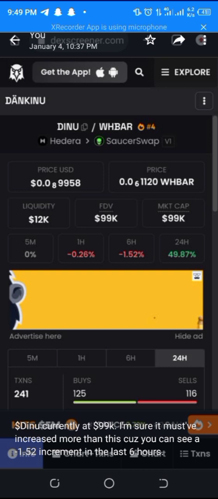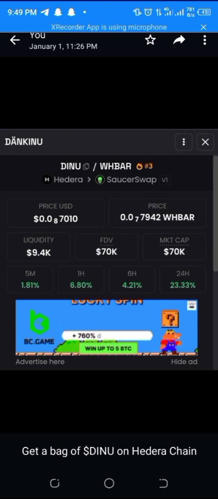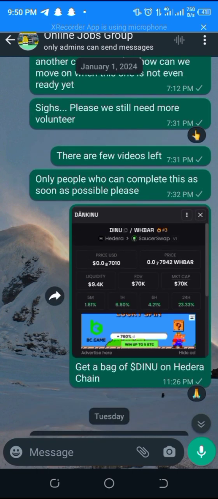This was not the first time I dropped it. Here is the first time I dropped it. It was 70k. So I eventually sent another screenshot when it increased to 99k. So this was the initial time I dropped it. Once you see a screenshot like this, you look at the market cap. Okay, it is currently at 70k market cap.